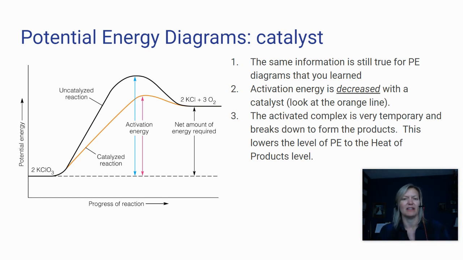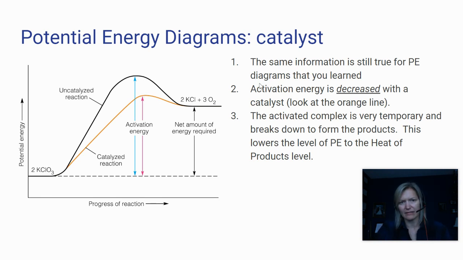So there's another thing that we can do for a potential energy diagram, an activation energy. We can reduce that activation energy using a catalyst. Now, the same information is still true for all the potential energy diagrams that you've already learned. It's all still true, okay? The thing is, activation energy is decreased. So here, this black line is our regular reaction. When we add a catalyst, the starting point is the same, the ending point is the same, this middle part is different. It reduces the activation energy. It reduces the amount of energy it takes to get going. So you don't have to bike up that hill quite as far. That is the only thing that the catalyst does.